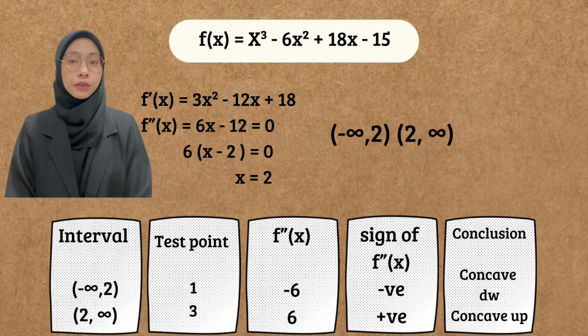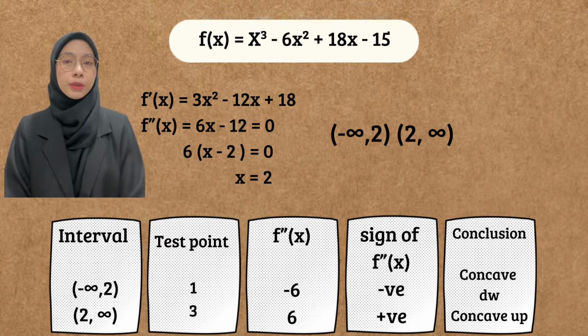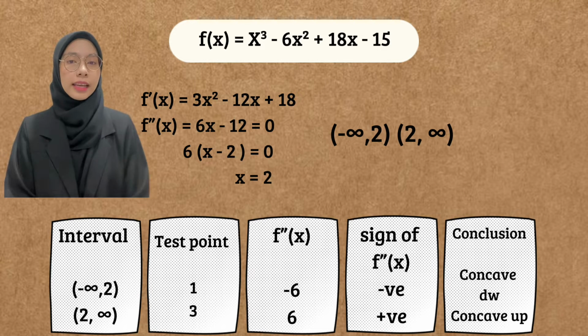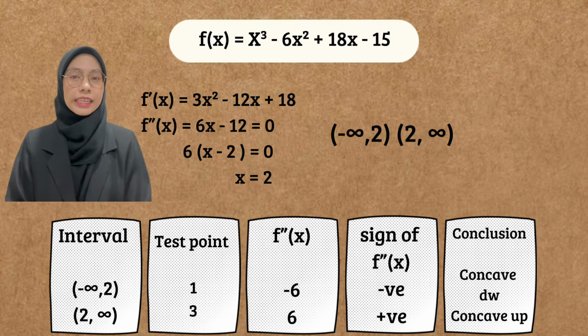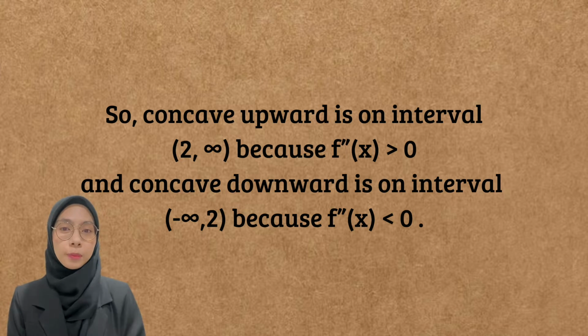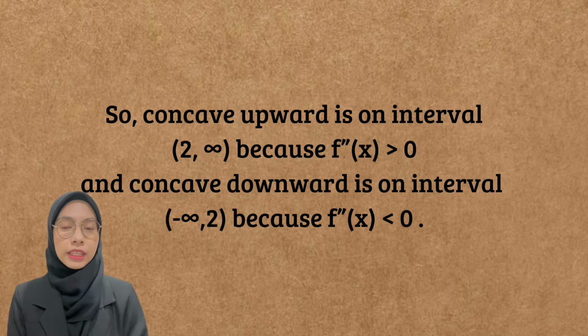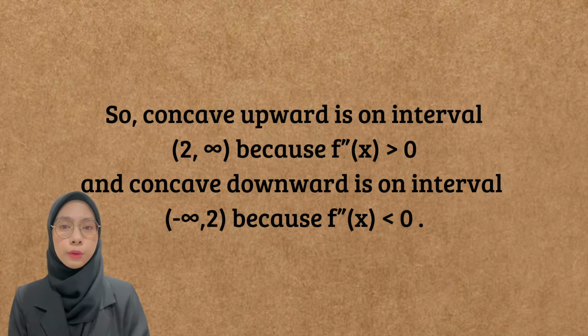For the second interval, which is 2 to infinity, the test point that we use is 3. After we insert the number into the second derivative, we will get 6, and the sign of the function is positive. So that means this interval is concave upward. So the result of the question is concave upward on interval 2 to infinity because the function is more than 0, and concave downward on interval negative infinity to 2 because the function is less than 0.